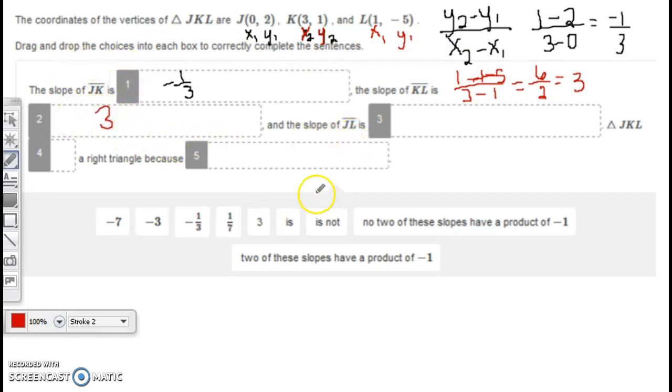And then it wants the slope of JL. So we need to do it one more time. So J is labeled x1, y1. I'm going to go ahead and leave it like that. And then L, I'm going to make x2 and y2. And then I'm going to plug it in. So y2 minus y1 over x2 minus x1 would give me negative 7 over 1, which is just negative 7.